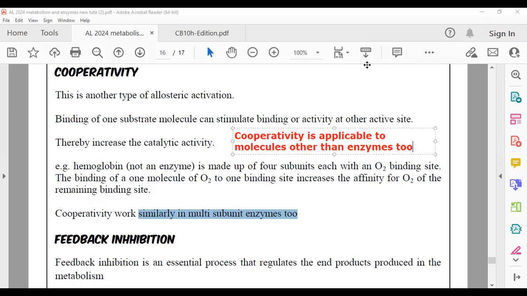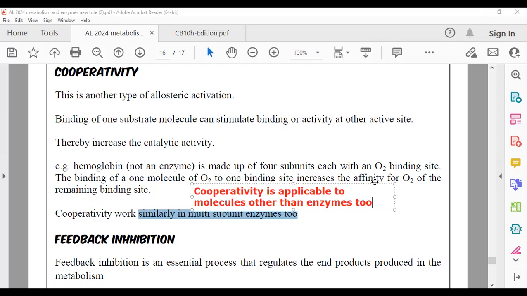Yes, sir. Enzymes showing cooperativity, true. Hemoglobin-like components which are not enzymes also show what is it? Cooperativity. The examiner will catch that point and put you questions. Understood? Yes, sir. Right. Mark this point and keep.